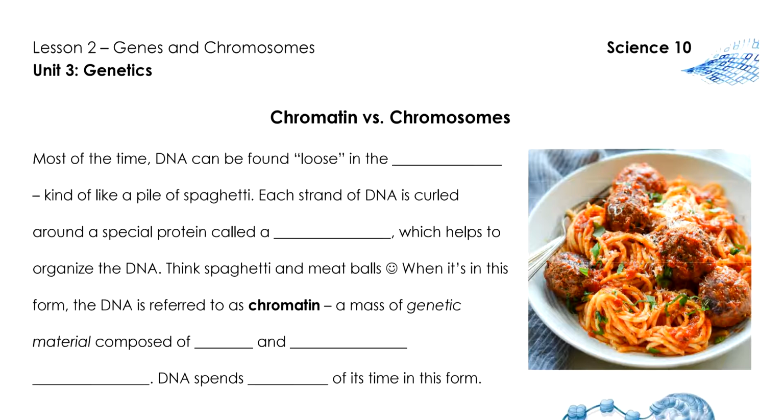Most of the time, DNA can be found loose in the nucleus. By loose, I mean not coiled up, basically like a pile of spaghetti. And each strand of DNA, like a spaghetti noodle, is curled around a special protein called a histone, which helps to organize the DNA. Think spaghetti and meatballs. The spaghetti part is the DNA, and the meatball part is like the histone protein.